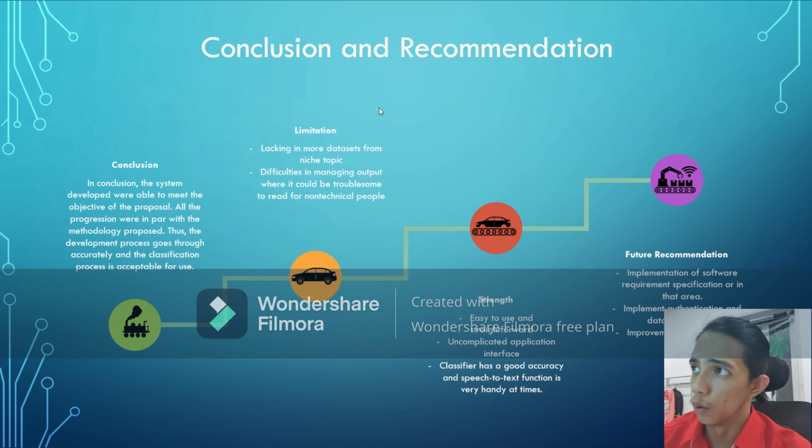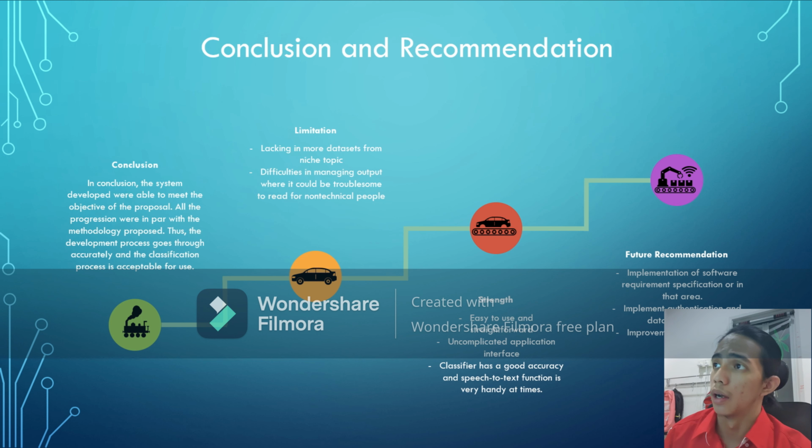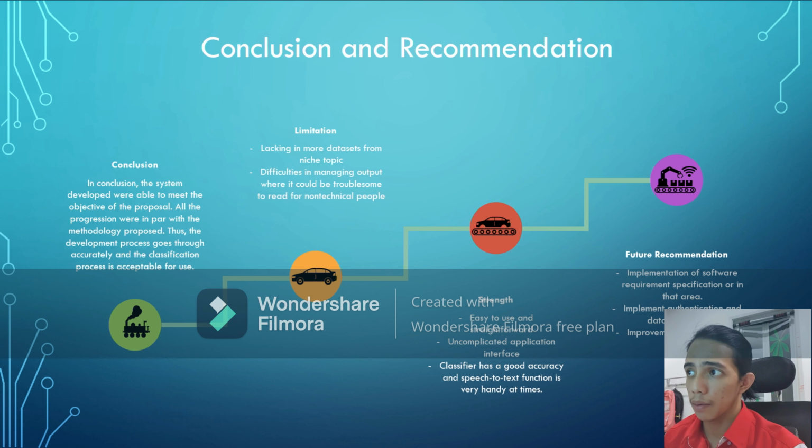Okay, we're back. For every beginning, there will always be an end, and the same thing applies to this project. As for the conclusion and recommendation, I can say that the system developed was able to meet the objective of the proposal. Why? Because all the progression was on par with the methodology proposed, and the system is able to meet the requirements of the objective. And lastly, the development process went through accurately, and the classification process is acceptable for use.